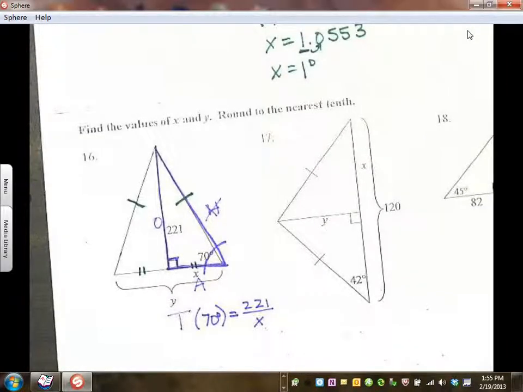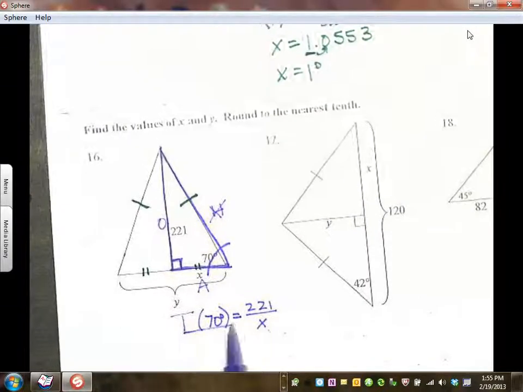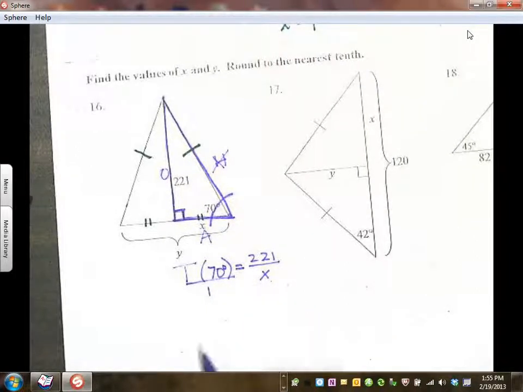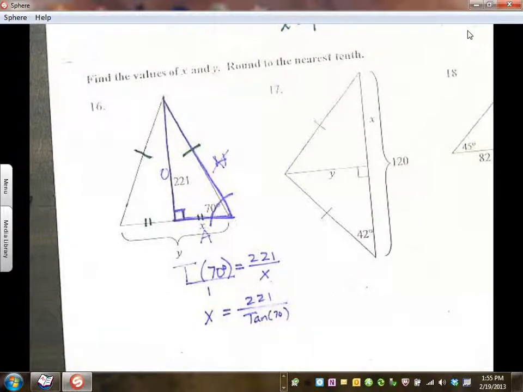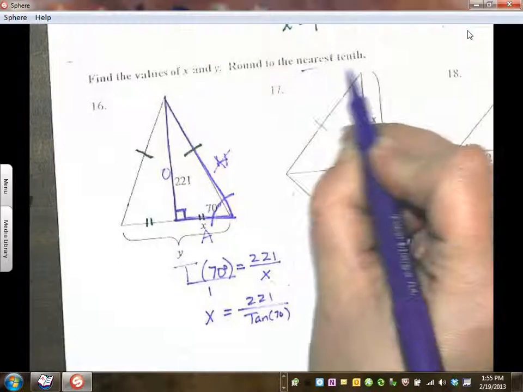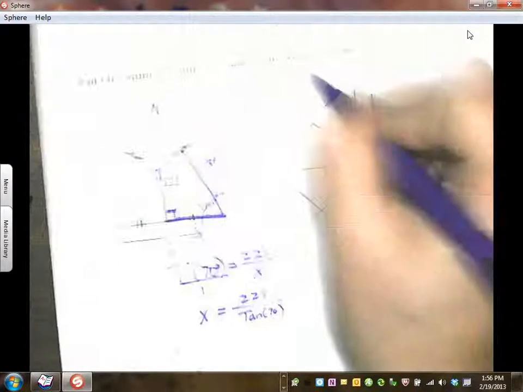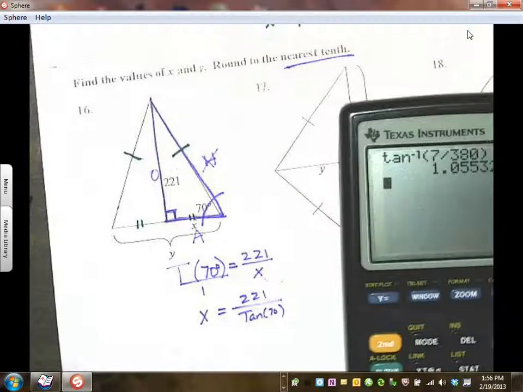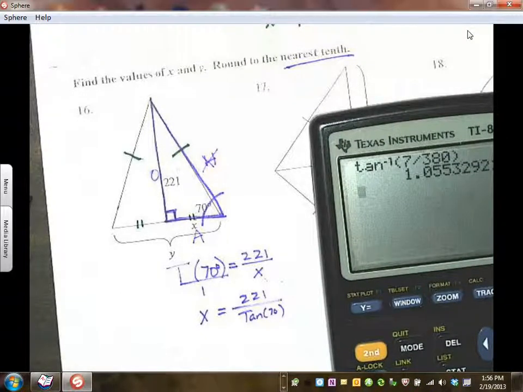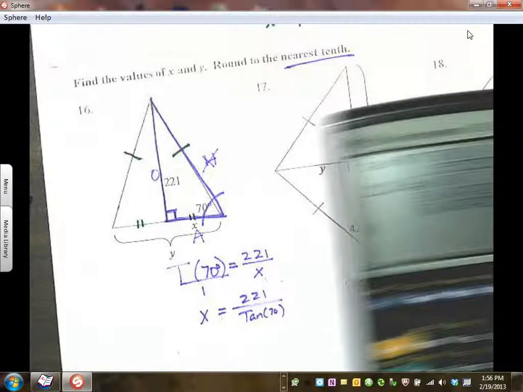Now when we cross multiply, or we switch actually is what we do here, right? When we switch this, I know that x equals 221 over the tangent of 70. So what does that equal? And they want us to round this to the nearest tenth. In our calculator, 221 divided by the tangent of 70. And that equals 80.43.